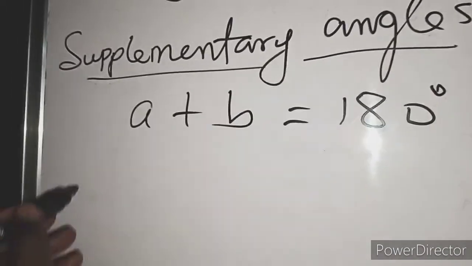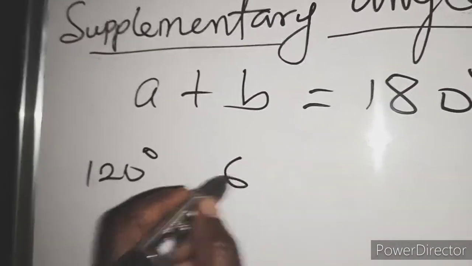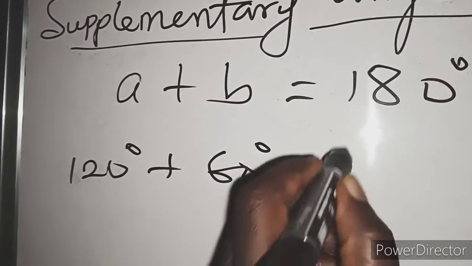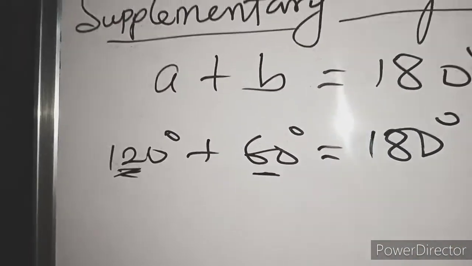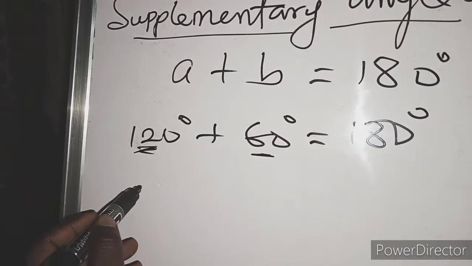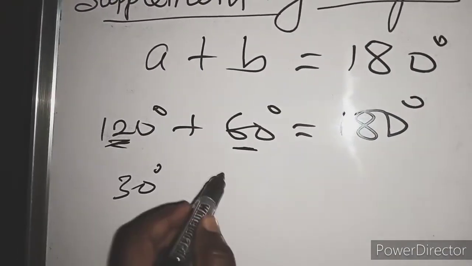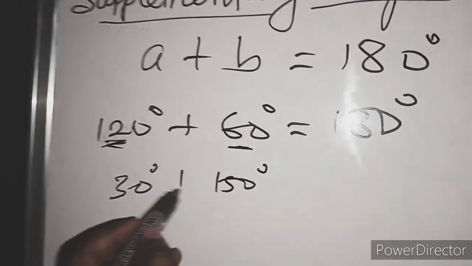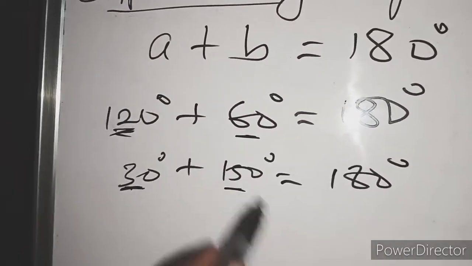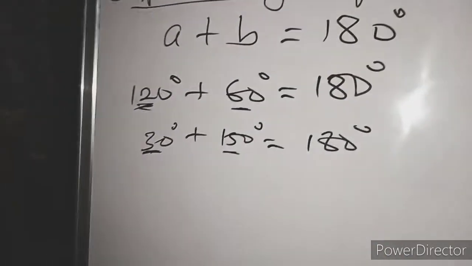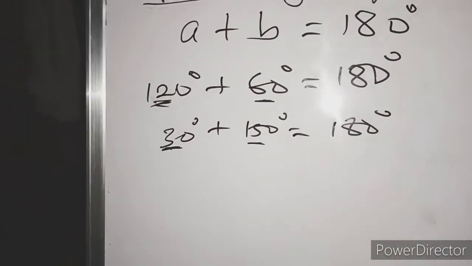Okay, so for example, 120 and 60, if we add them together, we are going to get 180 degrees. That means 120 and 60 are supplementary angles. Likewise, 30 degrees and 150 degrees. If we add them together, we're going to get 180 degrees. That means 30 degrees and 150 degrees are supplementary angles.